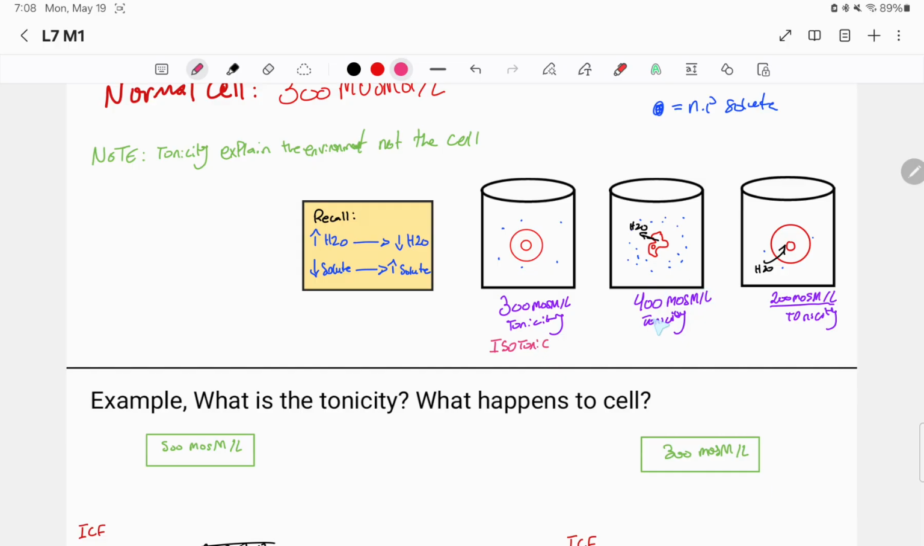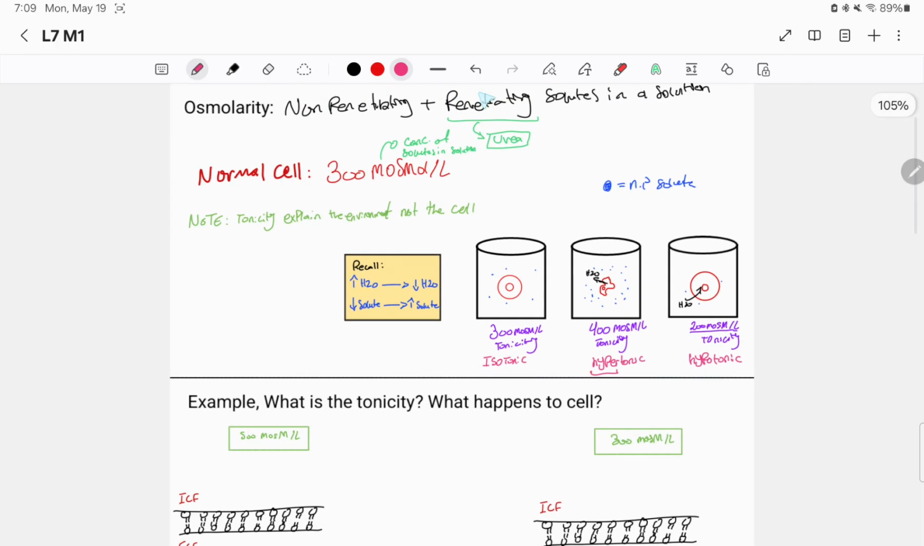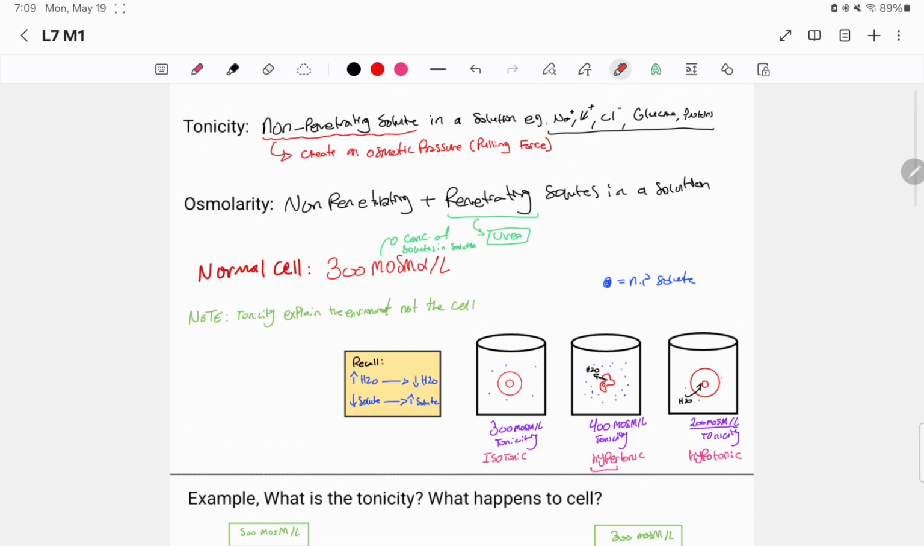If the outside of the cell has a greater tonicity than the inside of the cell, then we say the solution is hypertonic. You guys know hyper, this prefix, it means greater or larger or higher, okay? And this last one, when the tonicity of the solution is lower than the tonicity inside of the cell, we say that solution is hypotonic. Okay. Pretty easy, I think. This example proves to us how osmosis works and how tonicity and osmolarity play together.